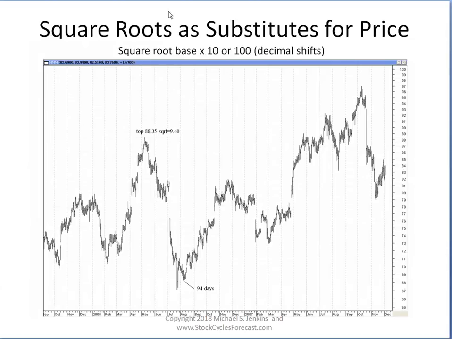We can also do these squares, and we can do square roots. And we can also do the decimal shifting of the square roots. So if we have a top price of 88.35, the square root is 9.4. If we now shift the decimal by 10, it's 94 days. And certainly that was the exact low.